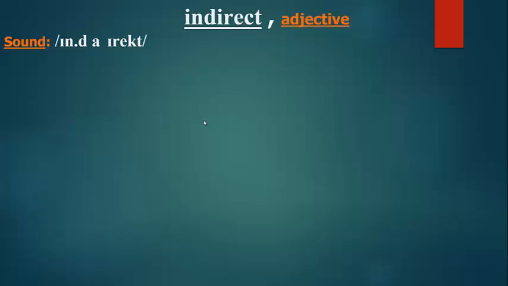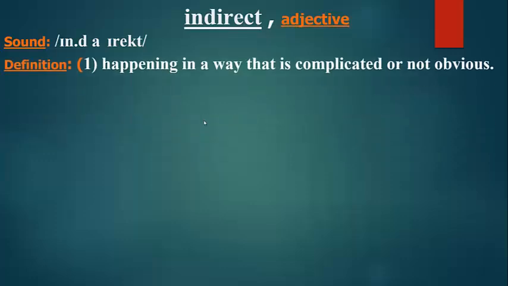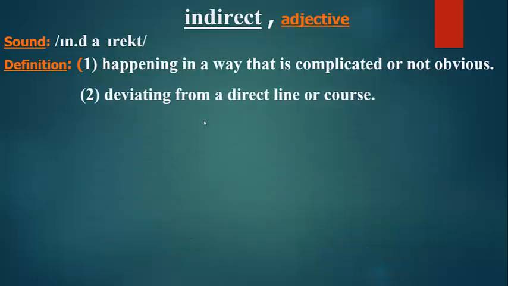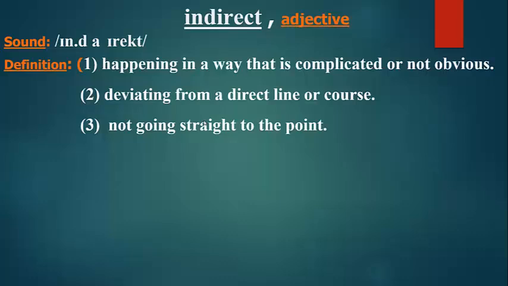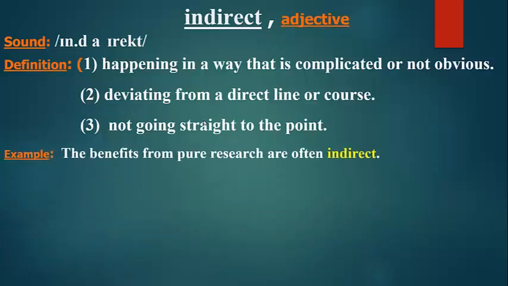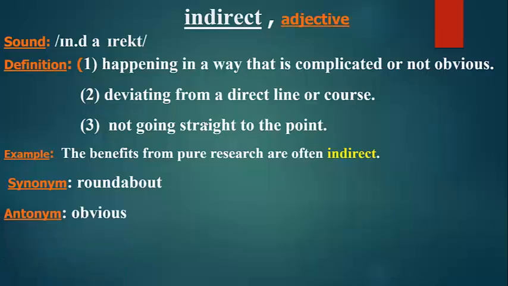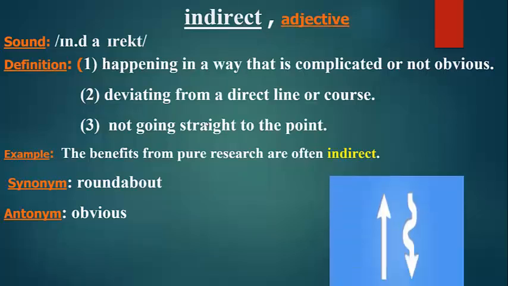Indirect. It's an adjective. Sounds like indirect. It means happening in a way that is complicated or not obvious or not straight, deviating from a direct line or course, not going straight to the point. So indirect means not straight, not direct. The benefits from pure research are often indirect, like it comes in different ways, not in a direct way. A synonym: roundabout. Antonym: obvious, direct, or clear.